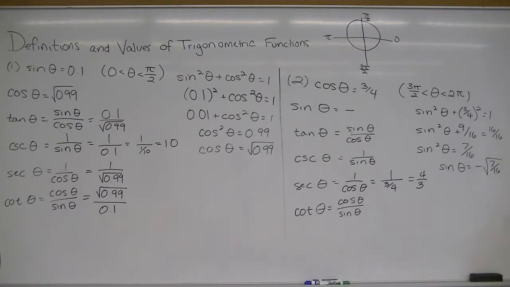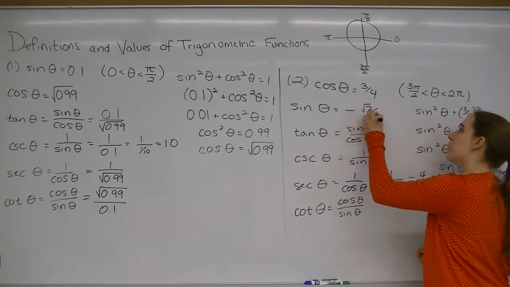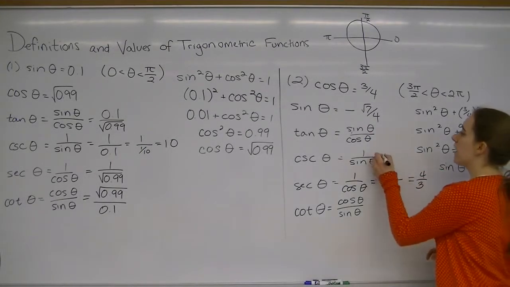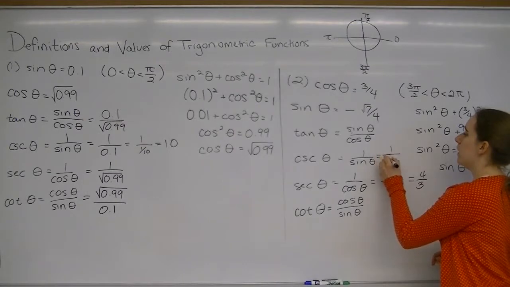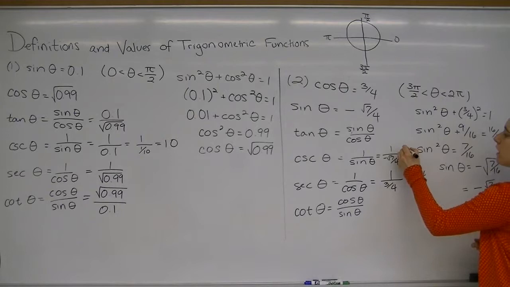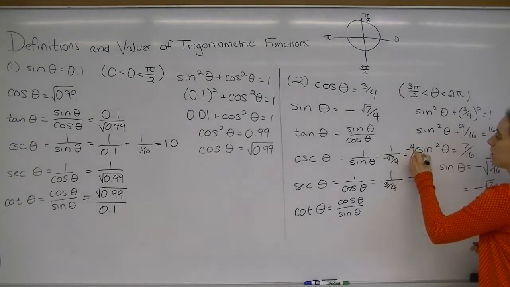But conveniently enough, we know that the square root of 7 over 16 is the same as the square root of 7 over the square root of 16, which we know. So we end up with the negative square root of 7 over 4. So now it's just a matter of plugging those in where they need to go. So 1 over sine of theta is going to be 1 over negative square root of 7 over 4. That flips the bottom fraction, so I get negative 4 over the square root of 7.